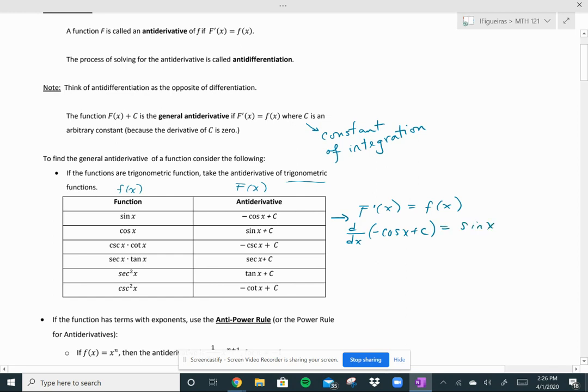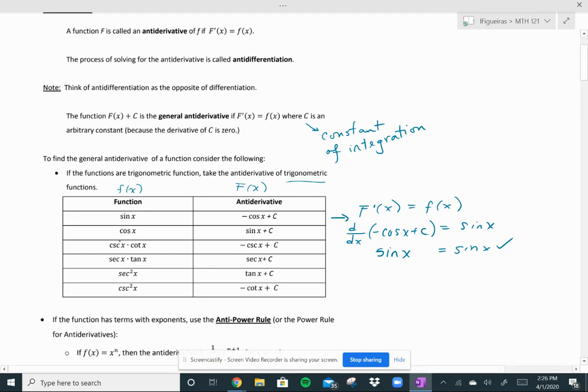So what's the derivative of negative cosine? Well, the derivative of cosine is negative sine, so that negative in front makes it a positive sine, and the derivative of c is 0, so the left side equals the right side. So that's always a quick way for you to check if your work is correct.